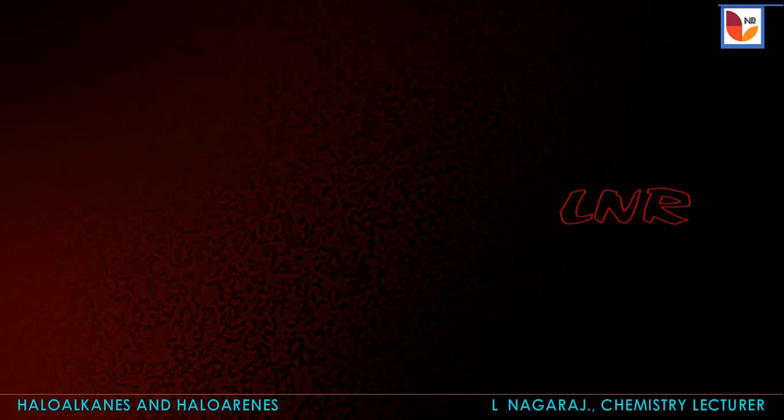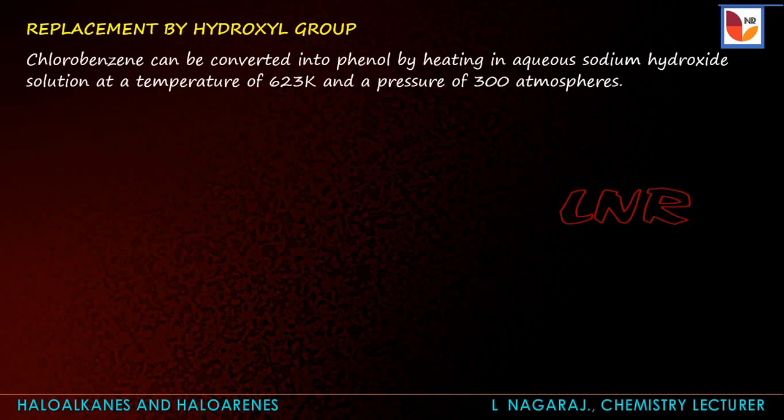Next concept, that is replacement of halogen by hydroxyl group. For example, let us take chlorobenzene. Chlorobenzene can be converted into phenol by heating with sodium hydroxide solution, that is aqueous sodium hydroxide solution, at a temperature of 623 Kelvin and a pressure of 300 atmospheres.